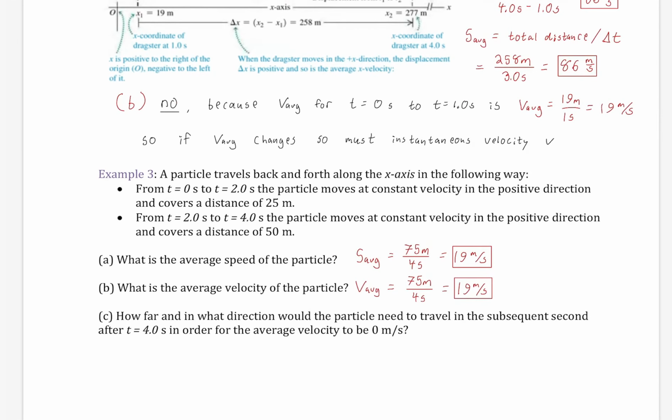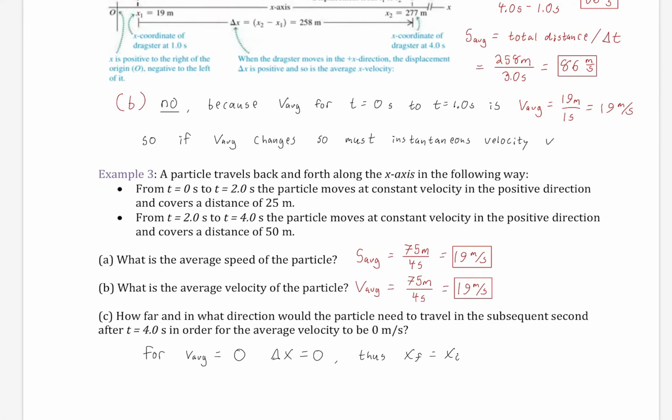How far and what direction would the particle need to travel in the subsequent second after t equals 4 seconds in order for the average velocity to be 0 meters per second? So we're not being asked for a speed here, we're just asked for what must be that final displacement. Well, for the average velocity to be 0, then the displacement must be 0. That's the only way. That means that x final must equal x initial.